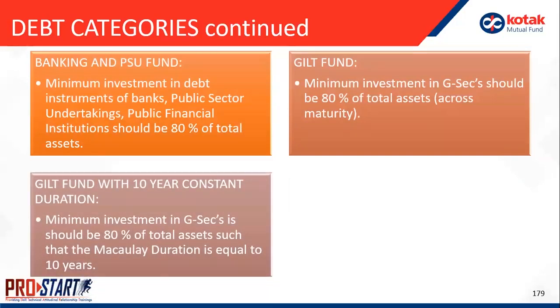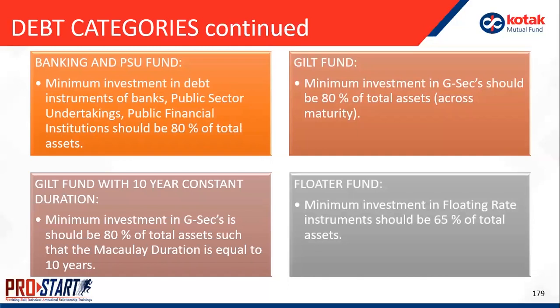Gilt fund with 10-year constant duration. Minimum investment in government securities should be 80% of the total assets such that the Macaulay duration is equal to 10 years. Floating rate funds. The minimum investment in floating rate instruments should be 65% of the total assets.